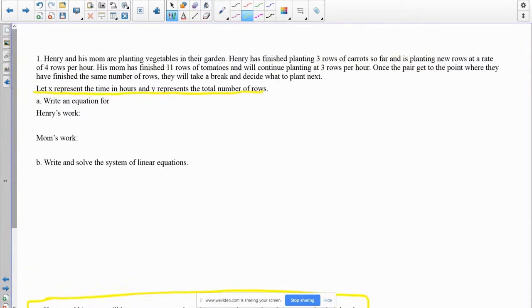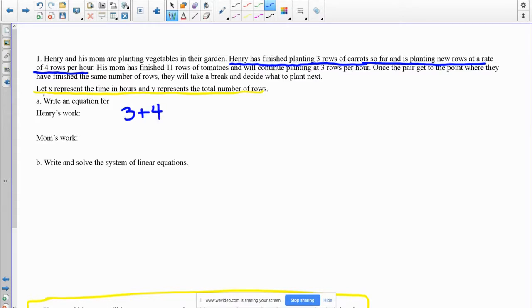The first thing you're always going to have to do is write your equation. So we're going to stop and look at Henry's work first. I go back into the problem here. It says, Henry has finished planting 3 rows of carrots so far and is planting new rows at a rate of 4 per hour. When I hear that, I can hear myself saying, he's already planted 3. So those are 3 rows that are already planted, plus he continues to plant 4 rows every hour.